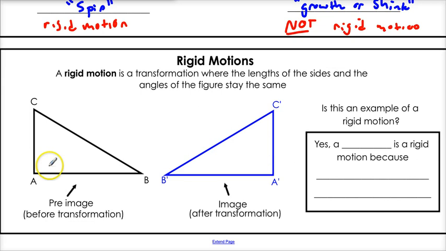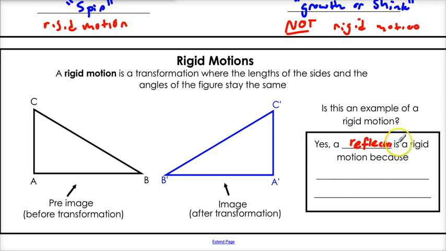So, if you're looking over here, if I said, is this an example of a rigid motion? What would your answer be? Here's our pre-image. Remember, that's before the transformation. And this is our image. You see those little marks right there, so we know it's the image, A prime, B prime, C prime. Would this be a rigid motion? And I would say that that is yes. Why? Because this is a reflection. Okay? So this is a reflection.